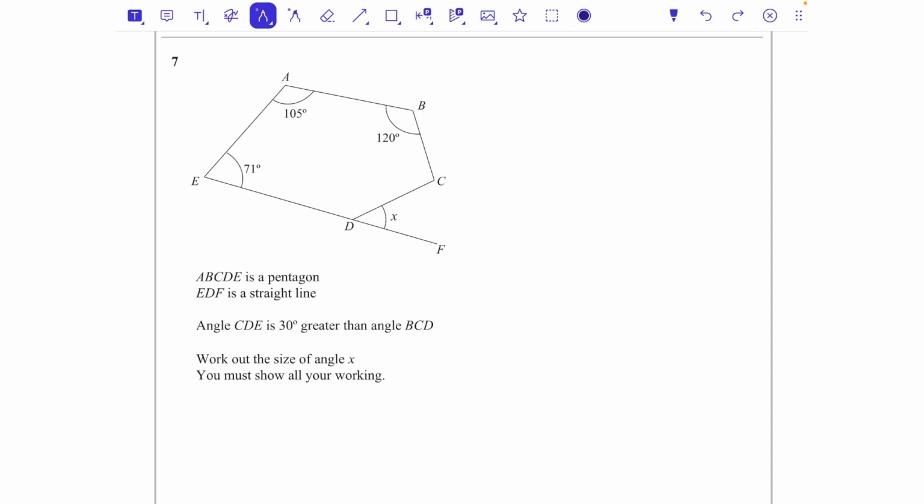So we know that this angle here is 30 degrees bigger than this angle here. So let's call this angle Y, and let's call this angle Y add 30. I don't want to use X because X is already at play over there. So Y and Y add 30. And we know that angles in a triangle add up to 180 degrees.